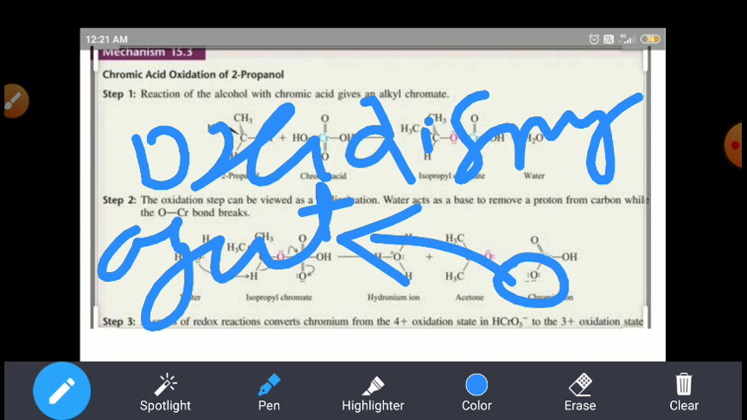But molybdenum and tungsten are more metallic, so they lose more electrons and they never act as an oxidizing agent here.